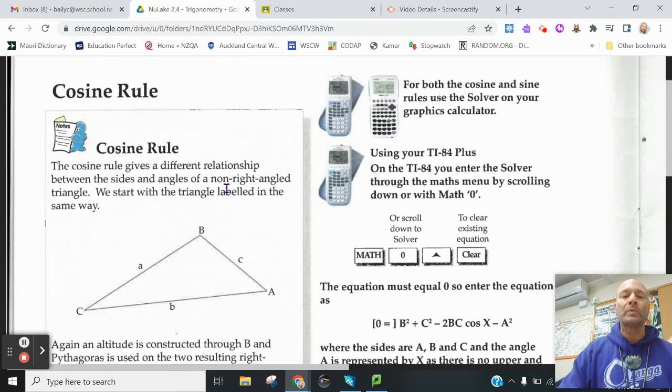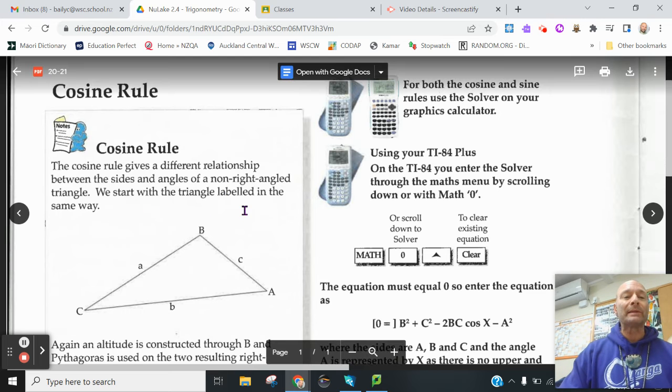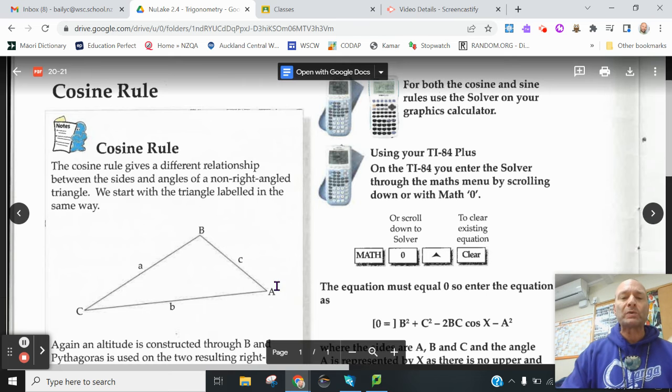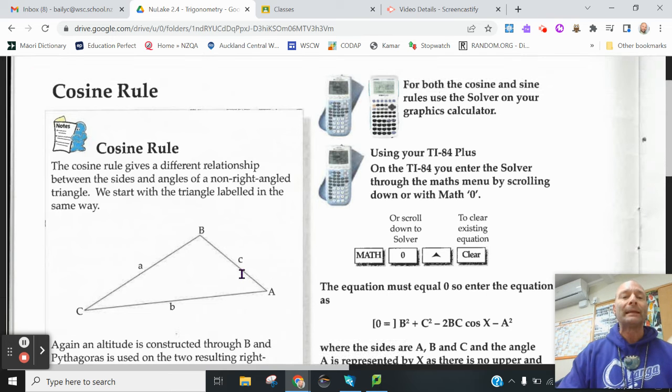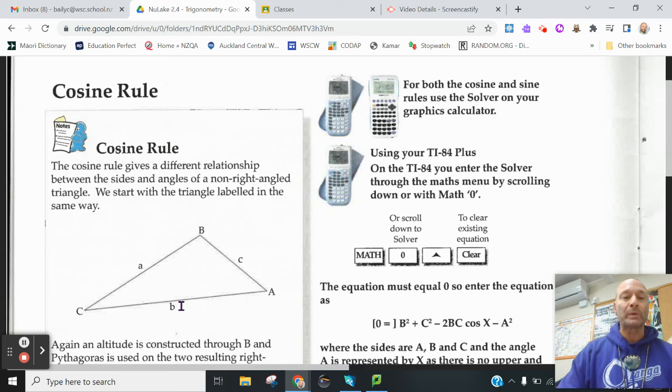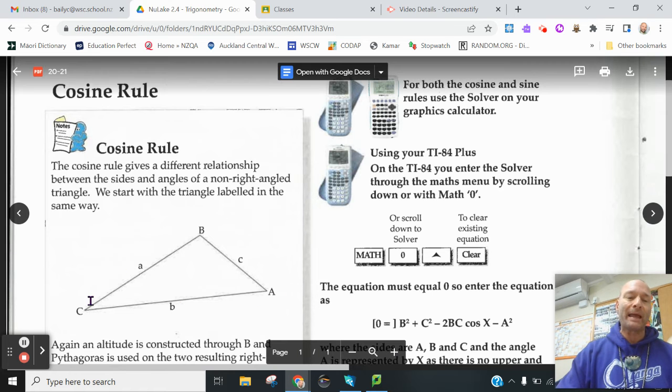In today's video lesson, we're going to be talking about using the cosine rule to find the length of an unknown side in any triangle. For starters, we're going to be labeling the triangle exactly the same way as we did with the sine rule. Capital letters represent the measure of an angle, and lowercase letters the length of a side. And as with the sine rule, if this is angle A here, opposite angle A will be little a. If this is angle B, opposite that is little b, etc.